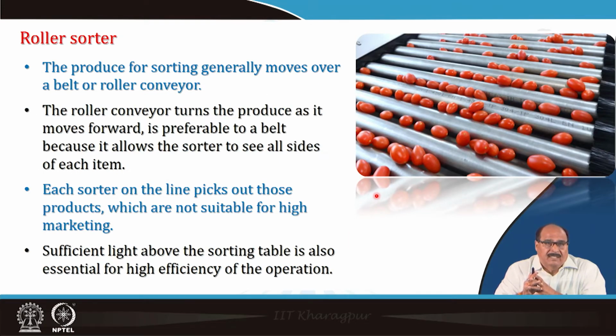Then roller sorter is another. The produce for sorting generally moves over a belt or a roller conveyor. The roller conveyor turns the produce as it moves forward, and is preferable to a belt because it allows the sorter to see all sides of each item. Each sorter on the line picks out those products which are not suitable for marketing. Sufficient light above the sorting table is also essential for high efficiency of this operation. You can see here in the figure how this roller sorter is used.